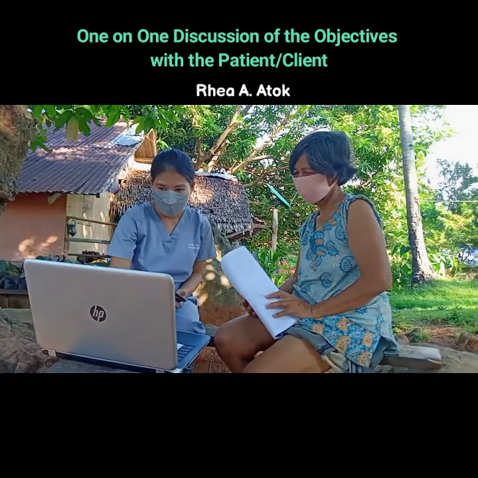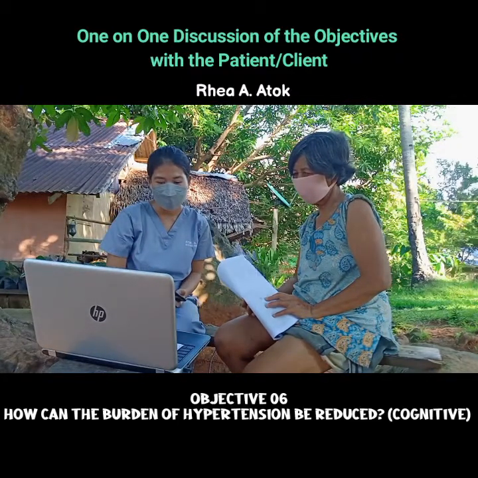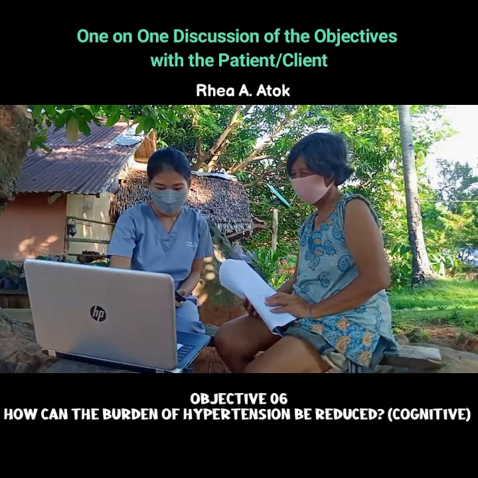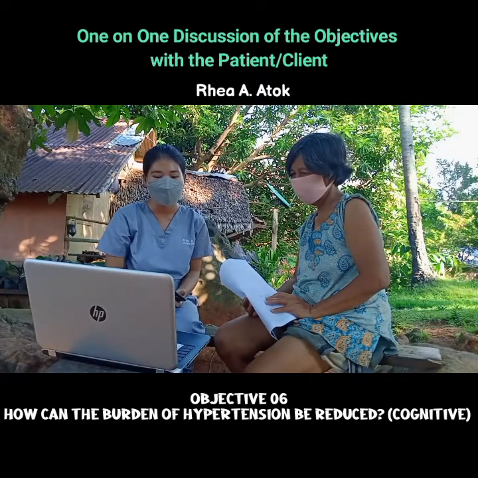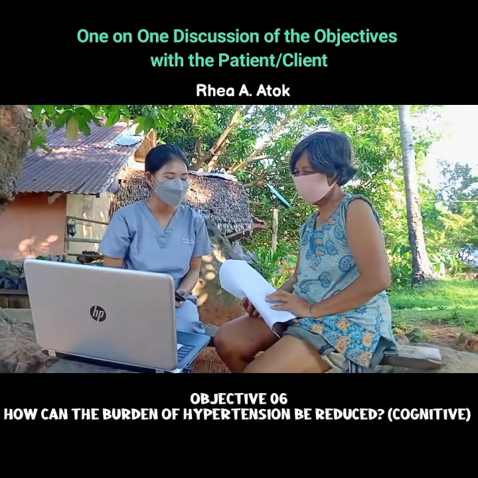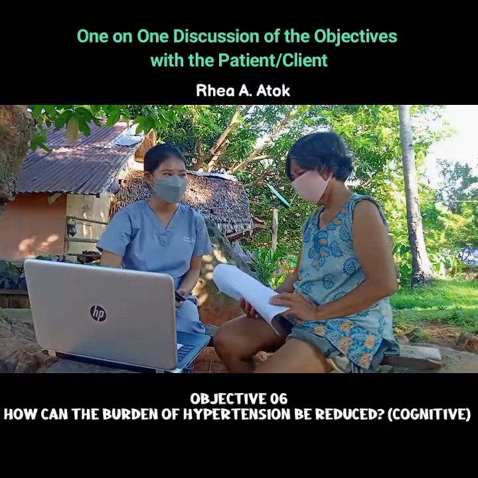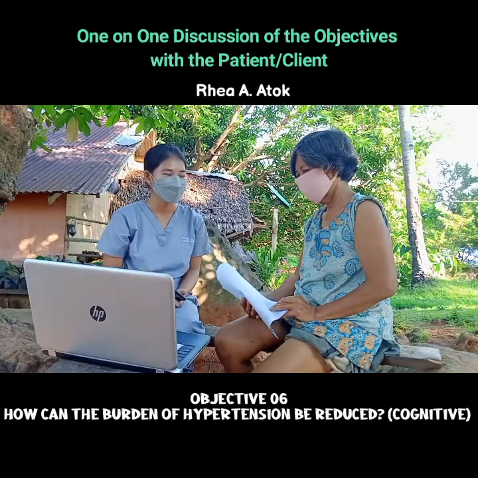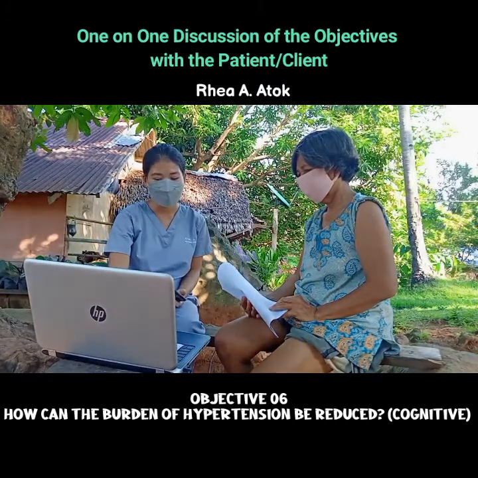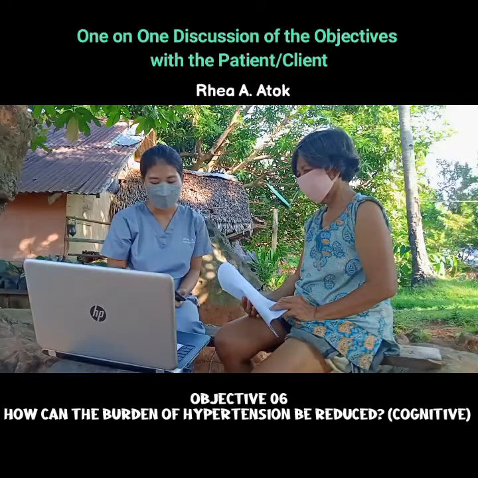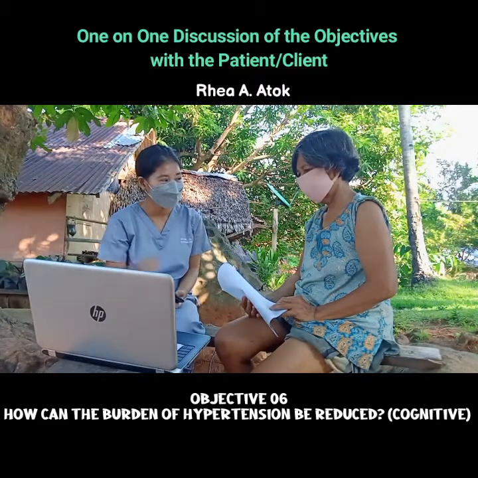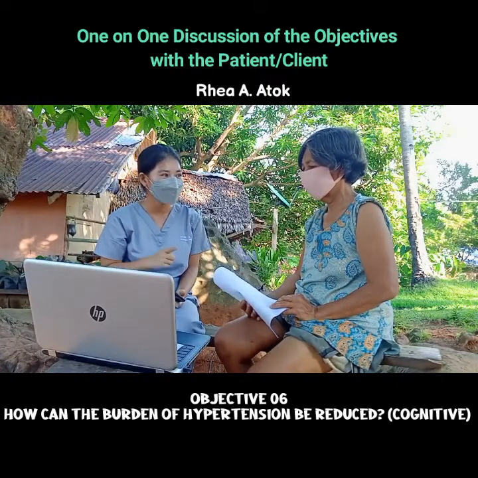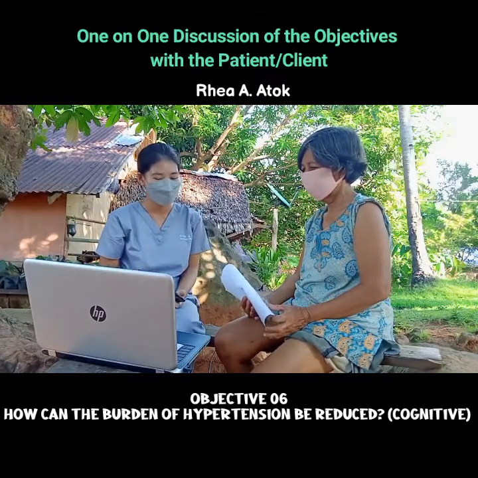So the first objective that I'll be discussing is how can the burden of hypertension be reduced. Hypertension is a major cause of premature death worldwide. Most people with high blood pressure don't know they have it. One in 4 men has hypertension and 1 in 5 women has hypertension.